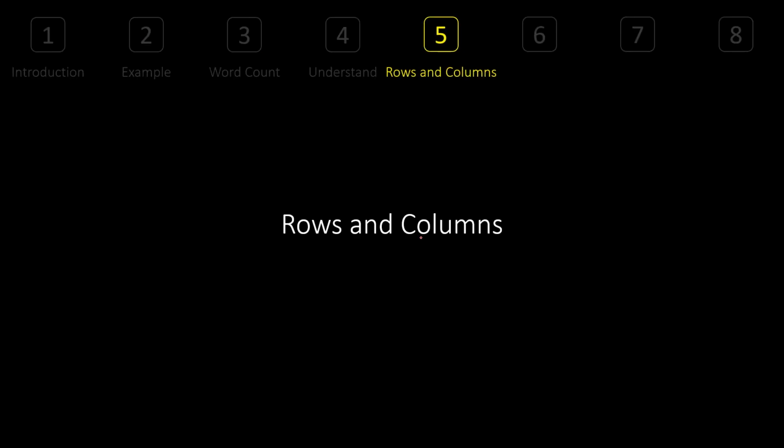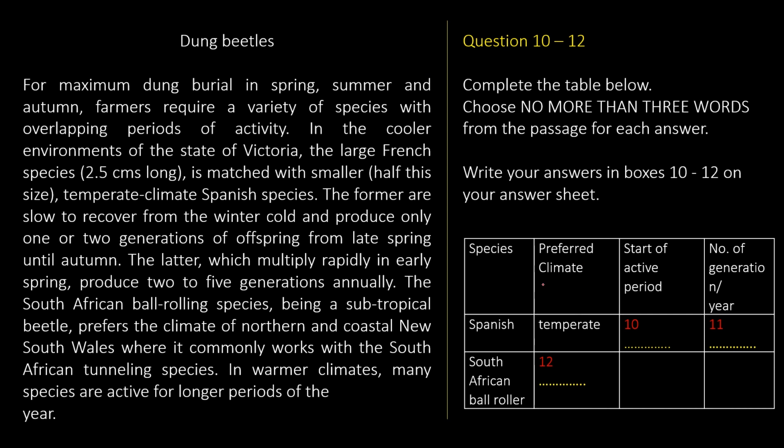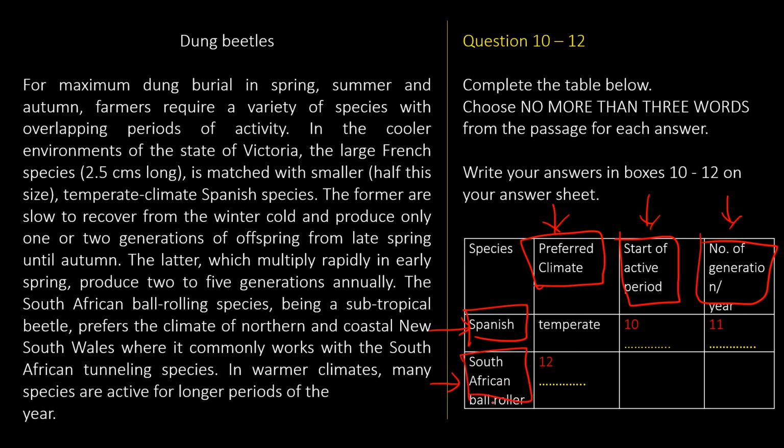Second information or third, as far as our pointer is concerned, rows and columns provide you a lot more information than you think. It's plenty of information. Now, here we have these words or phrases as columns. I think you know what columns are, the vertical ones always, and the rows are the horizontal ones. So here we have Spanish and South American ball roller as your rows, and your species' preferred climate, start of active period, and number of generations per year are your columns.